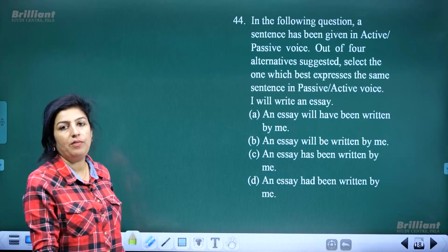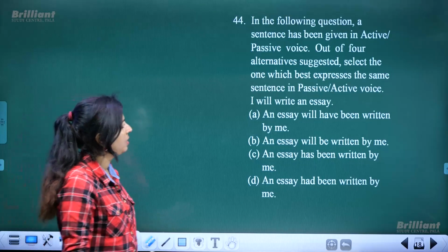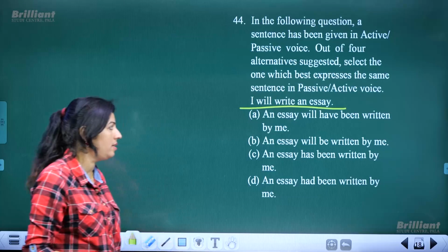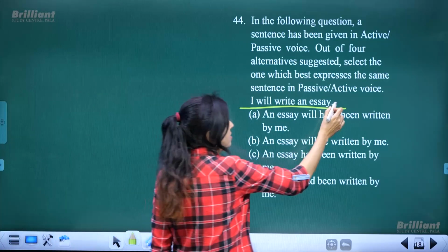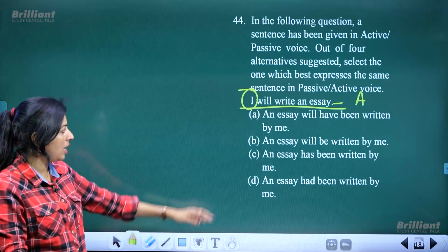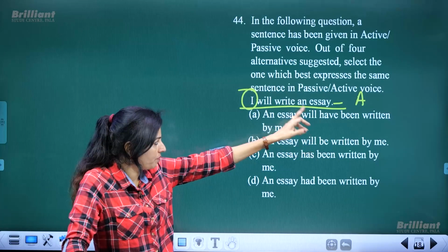Now, as usual, we have active and passive voice construction where the statement is, "I will write an essay." What type of voice is it? It is active voice. Why? Because the subject is given importance. Okay. So, "I will write an essay." How will you make it into passive?